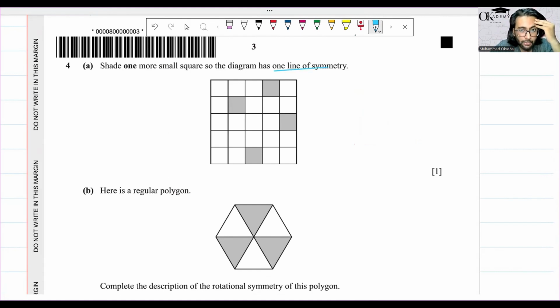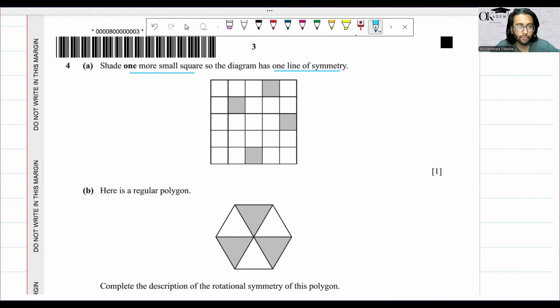We don't even know which square to shade, right? Shade one more small square. So we don't even know what square to shade, and we don't even know which is the line of symmetry. So that's a two-sided question where you first work out the line of symmetry, and then you can work out which square is missing, and you can then shade that square.